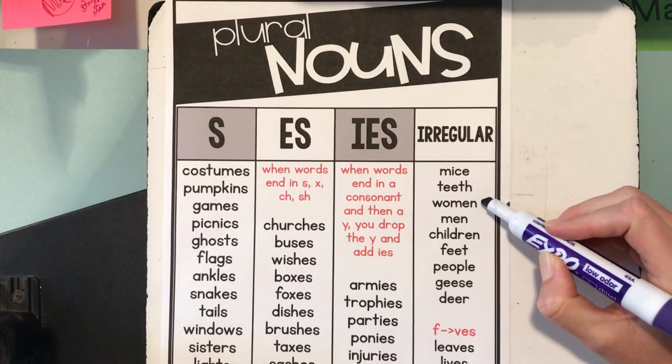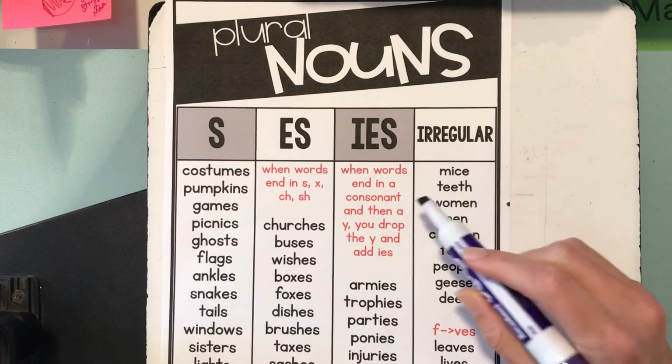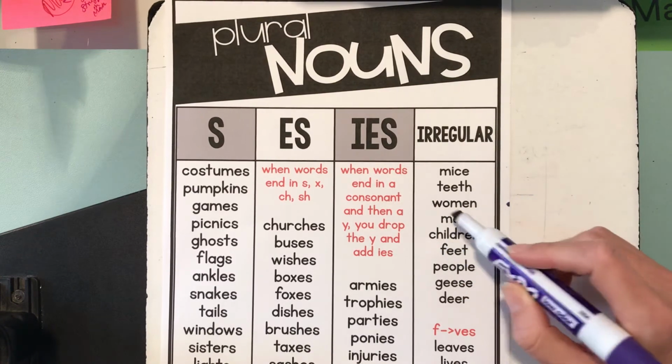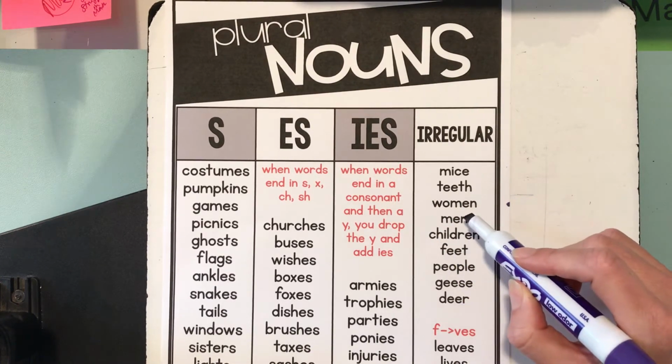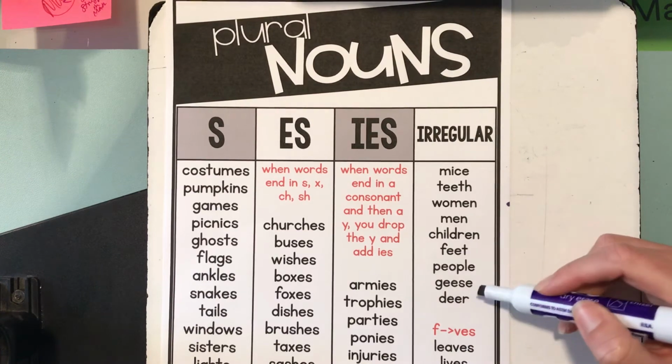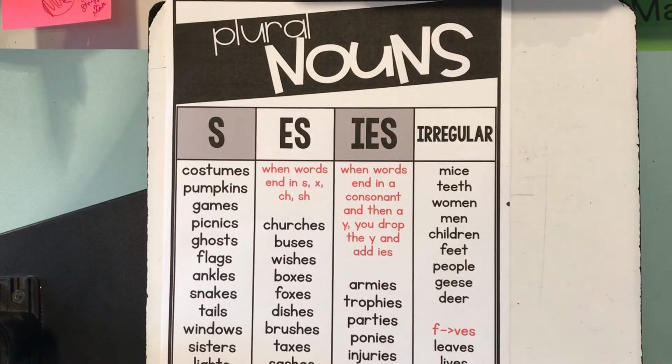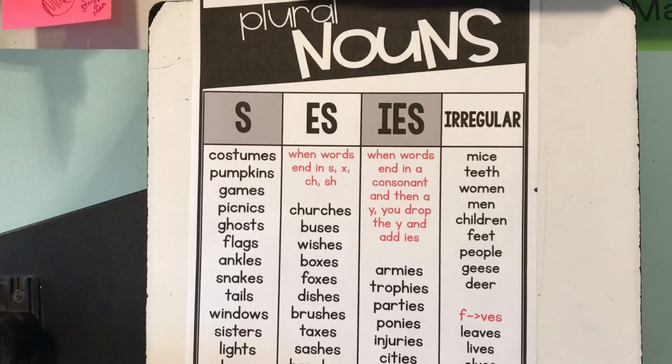Women, before it was women, it was woman. Men, it was man before it was men. Okay, and so there's some other ones that we're going to practice this week on these ones.